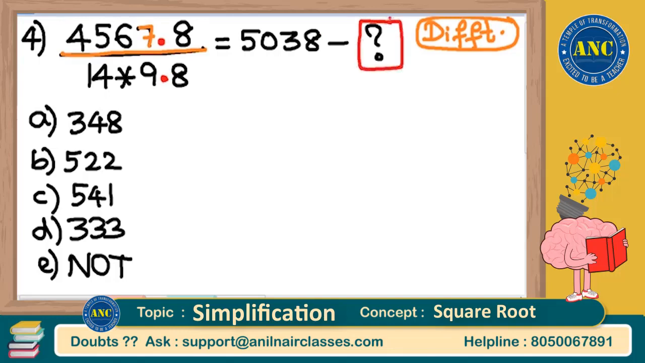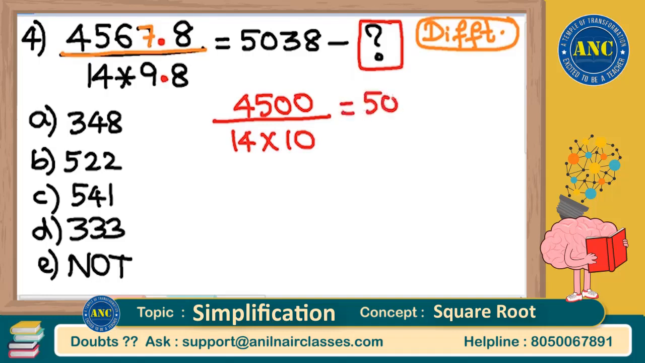Although the question is asking you to find the exact value, I will be a little smart for probably 5 seconds, and I will try to use approximation rather than the exact method. Why? Because you will understand it. See here, the numerator is 4567.8. I will approximately write it as 4500. The denominator is 14 into 9.8. 9.8 I will write as 10. The right hand side is 5038 minus question mark.